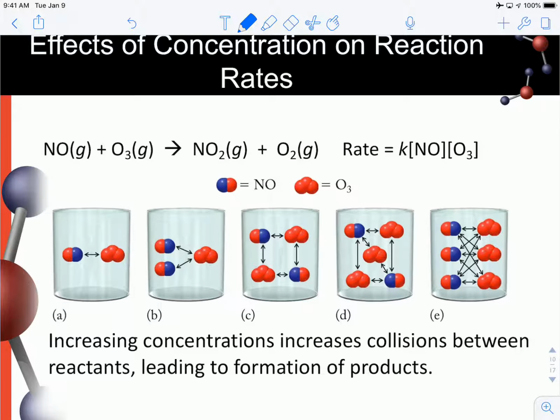So you can imagine that the concentration of a reactant affects the rate. That shouldn't be that surprising. You have increased collisions between reactants, leading to faster rates of formation. That's really all I'm going to say about that slide.